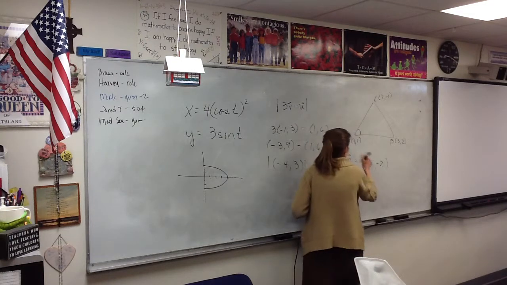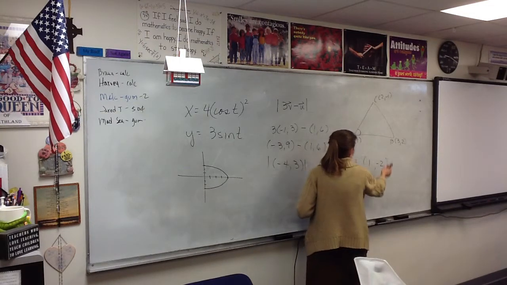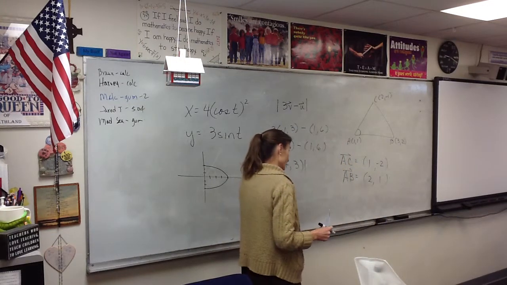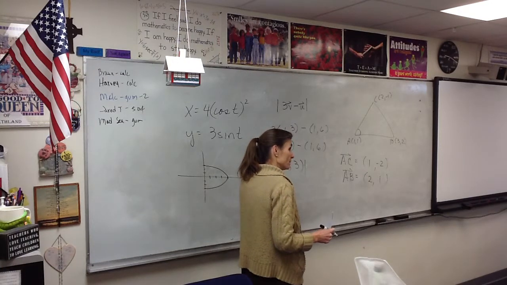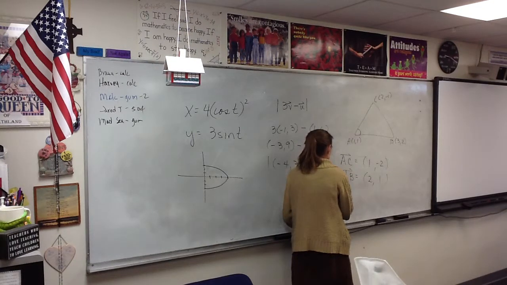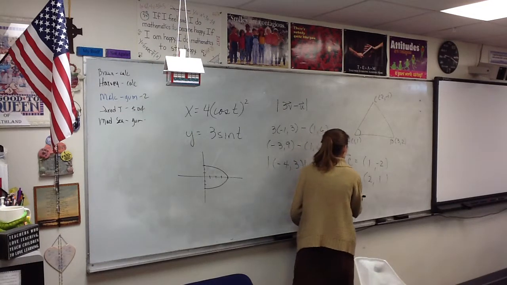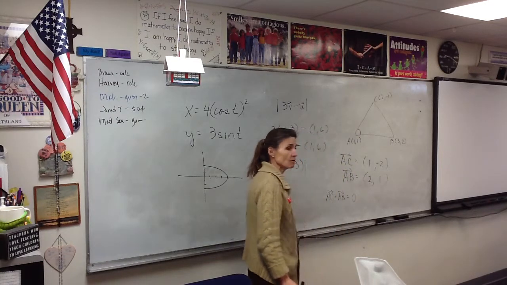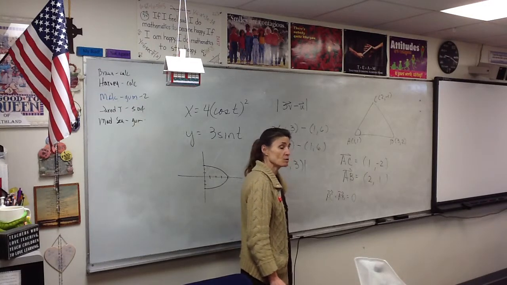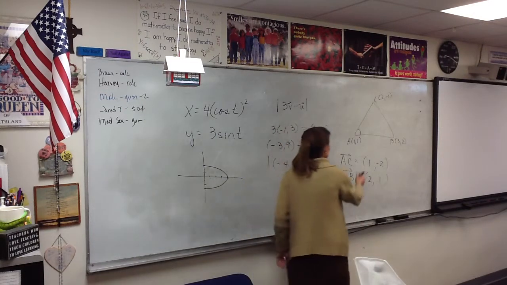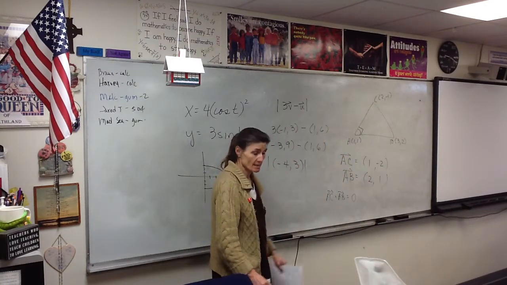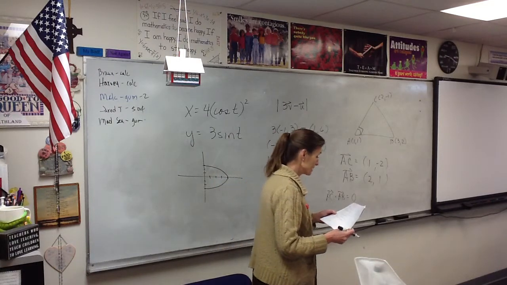AB would be 2, -1. This is a special one. What's the dot product? I know I'm going to be doing a dot product. Just draw it. The dot product is 0. And what did I tell you if the dot product is 0? It's orthogonal. And what does orthogonal mean? It's perpendicular. If this is perpendicular, then what's the measure of that angle? 90 degrees. That was a special one.